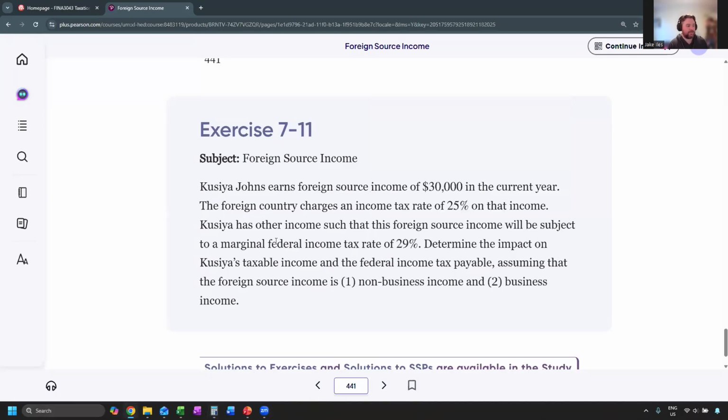If the personal federal income tax rate is 29%, determine the impact on taxable income and the federal income tax payable, assuming this foreign source was one, non-business income, or two, business income. So we're going to do this calculation twice and show you the differences.